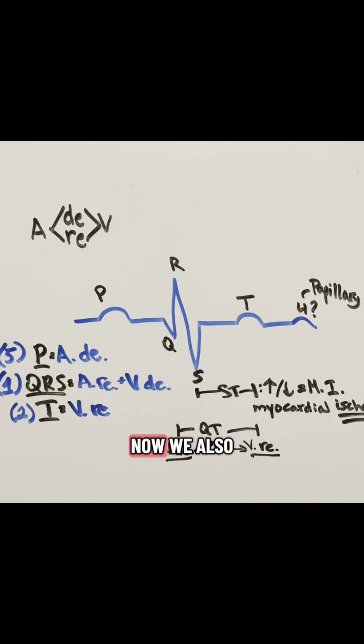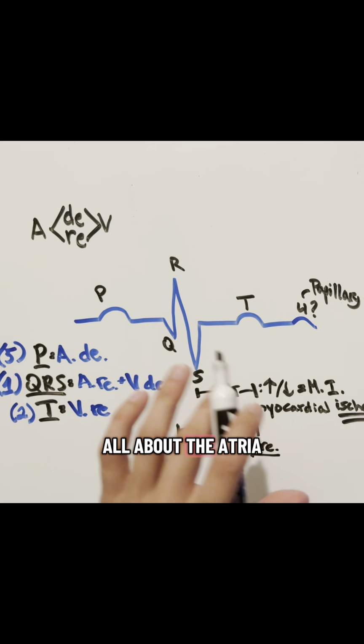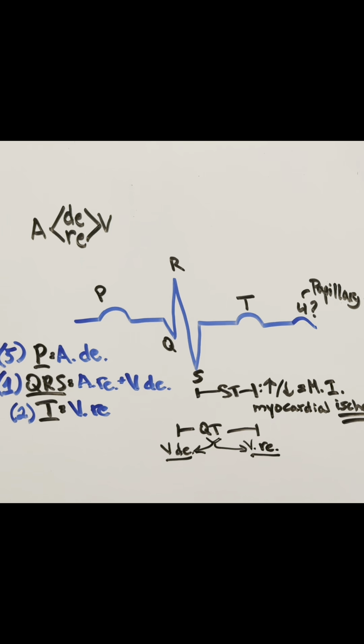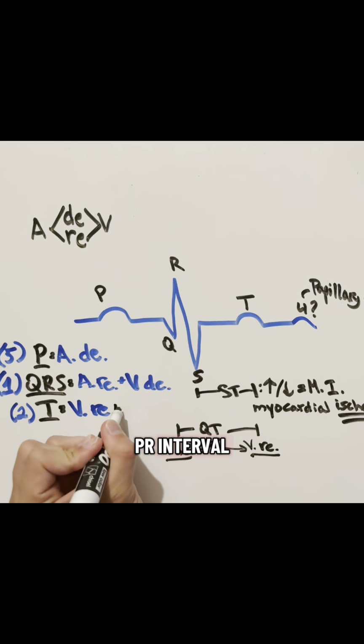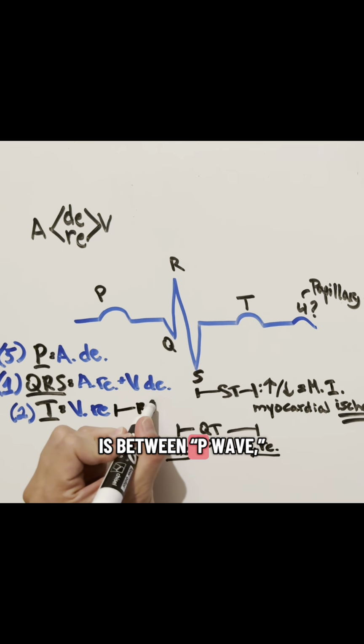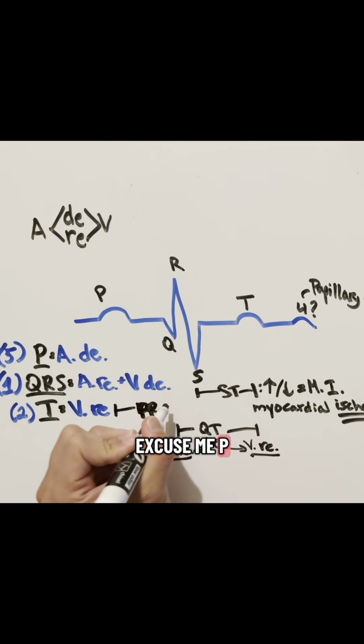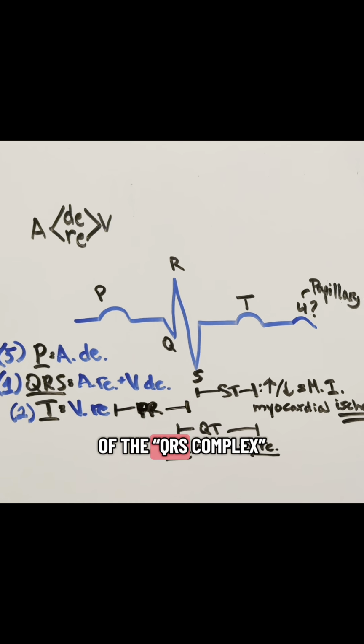Now, we also have a PR interval. Now, it would be logical to imply that the PR interval would be all about the atria, but that is not how it goes. The ventricles are cute, so they get some extra attention. And this PR interval is between the P wave and the R of the QRS complex.